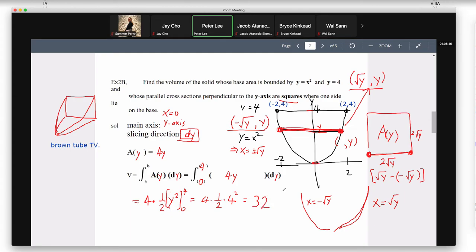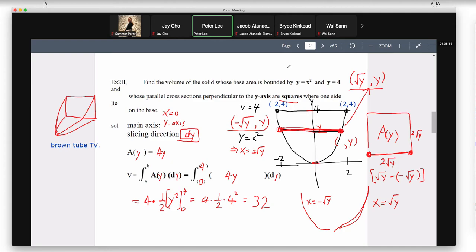32 what? Well, there's no units mentioned here, so I guess it's 32. If I give you the units, then you have to give me the units here as well. But here, no units are given, so no units. But the unit will be something squared, the unit of area, of course. Whatever the unit of y is, this is the unit of y squared. So if this is inches, then this will be inch squared. So this is the end of 2a and 2b.